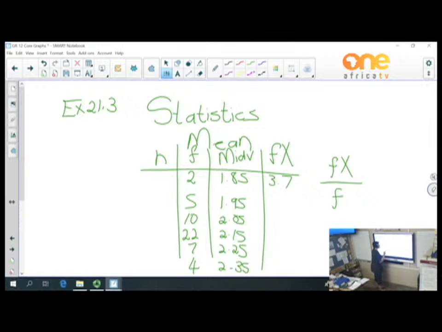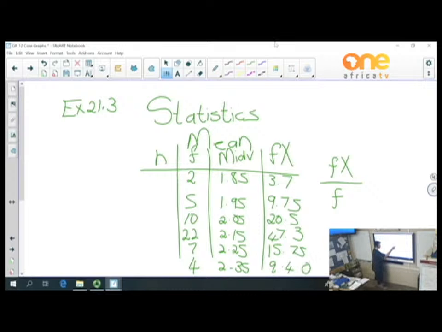3.7, 5 times 1.95, 9.75, 10 times this one, so it's 20.5, 22 times 2.15, 47.3, and 7 times 2.25, and 4 times 2.35.